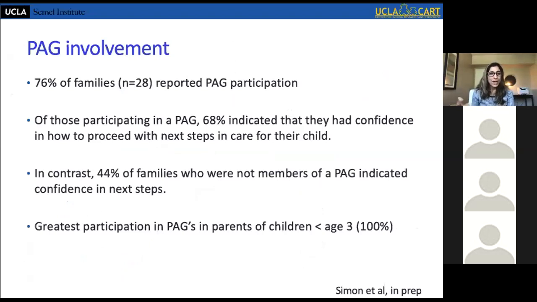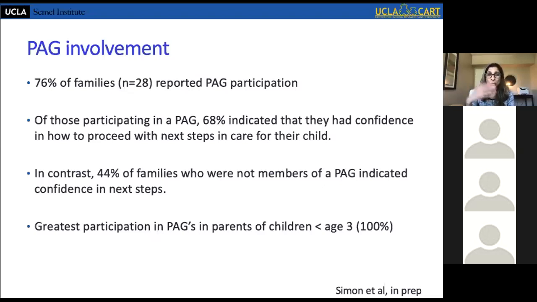One of the things we asked about was support. Where do you get your support, especially once your child was diagnosed with a specific genetic condition? In our cohort, more than three-quarters of our families reported they were involved with a specific patient advocacy group. What was really interesting is that those families in a PAG were more likely to indicate great confidence in knowing how to proceed with steps for care for their child, whereas less than half of the families that were not a member of a PAG indicated confidence in next steps. So we're seeing that these PAGs are really giving parents a solid footing in knowing what to do next. And I think that's really important, and this is growing quickly.